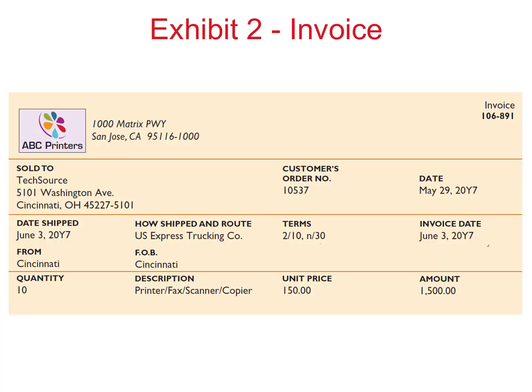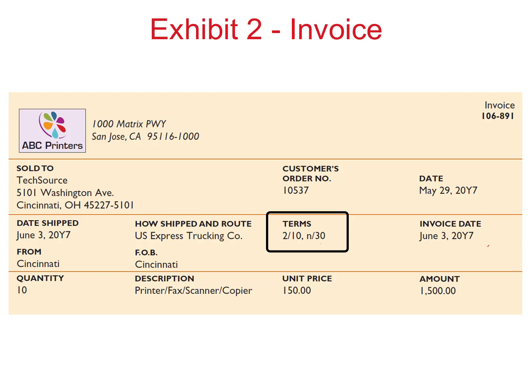In the next transaction, we're going to consider what takes place based upon this invoice. In this invoice, ABC Printers sells to our company, which is TechSource, 10 printers or fax machines or copiers at a total cost of $1,500. Now, a couple of things that we're going to be talking about related to this invoice is, number one, the terms.